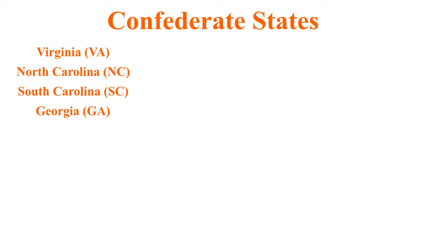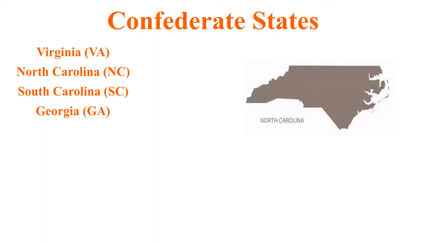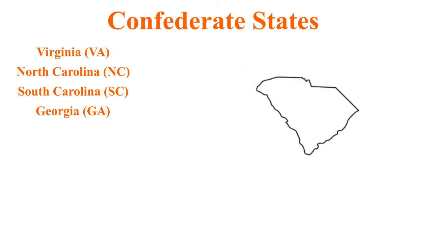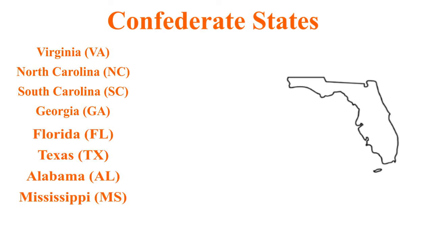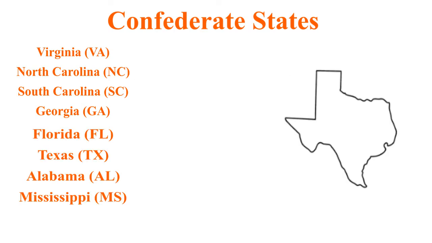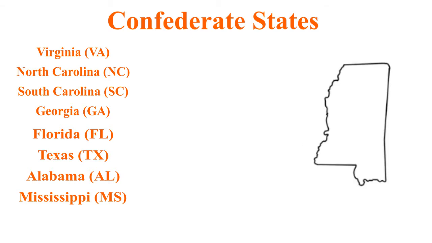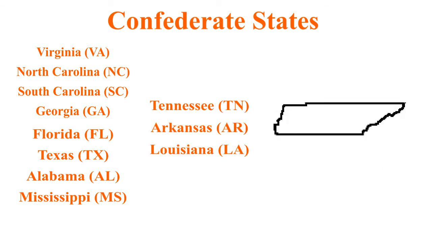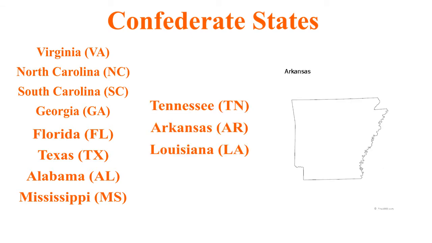You can see we've got Virginia, North Carolina, South Carolina, which if you remember I had mentioned was the first, Georgia, Florida, Texas, Alabama, Mississippi, Tennessee, Arkansas, and Louisiana. I would suggest pausing the video here to take a look at the list and make sure that you have the correct spelling of the state names as well as their acronyms that you see posted in the video right next to their name.